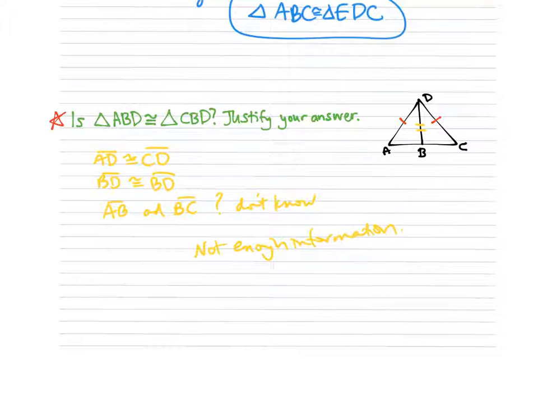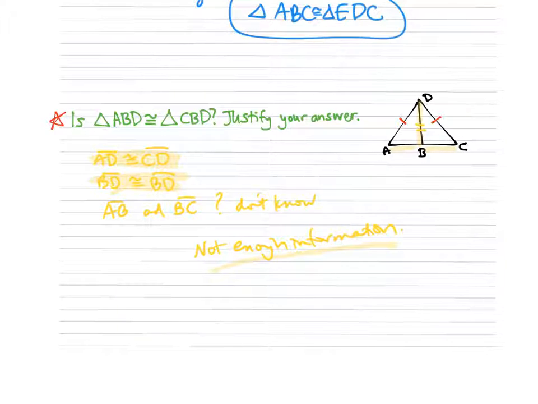Okay, and just as I suspected, we don't actually have enough information to answer this question. So they could be congruent, right? Because AD is congruent to CD and BD is congruent to BD, because it's the same line. But we don't know if AB and BC are congruent. They could be. We definitely can't rule it out because we don't know anything about them. So since we don't have the third side, we can say that there's not enough information to decide if these two triangles are congruent.